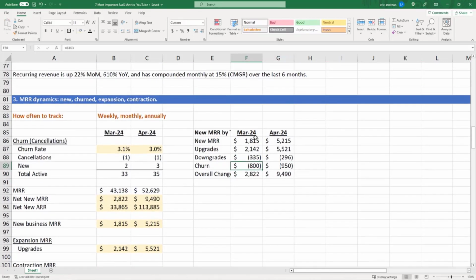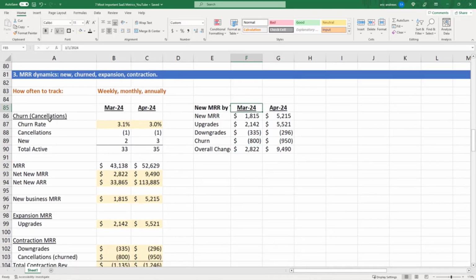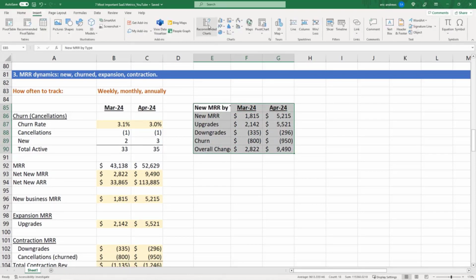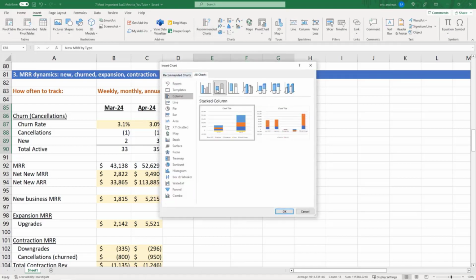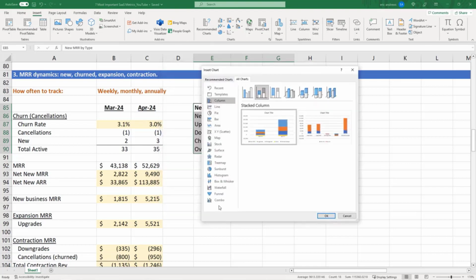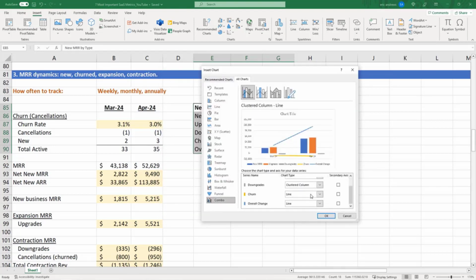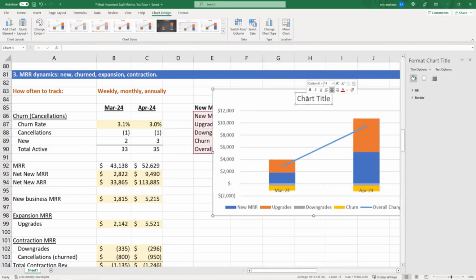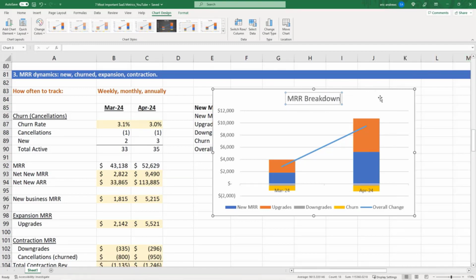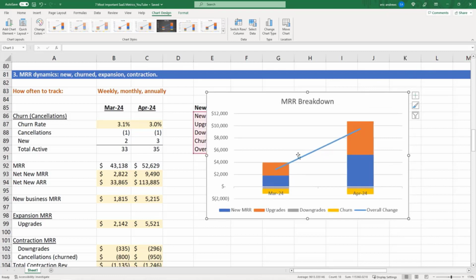A lot of businesses will show this over many, many months, going back like 18 months, on a chart that looks something like this. I'm just going to do this in a basic way, just so you have a sense of what the chart generally looks like. So let's see, cluster column. Yeah, it usually looks something like this. You'd see the MRR breakdown.